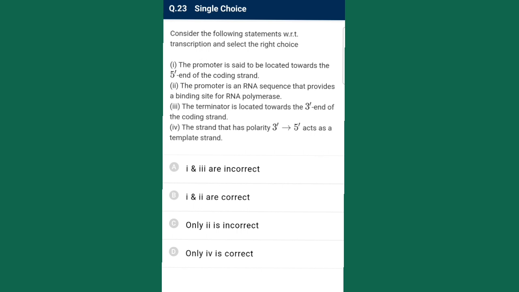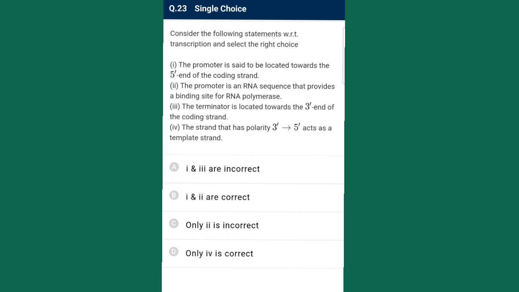Question number 23. Consider the following statements about transcription and select the right choice. Transcription is under the control of the enzyme RNA polymerase, that is, DNA-dependent RNA polymerase. The promoter is the place which promotes transcription and it is situated upstream of the structural gene at the 5' end. The terminator is situated downstream of the structural gene at the 3' end of the coding strand.